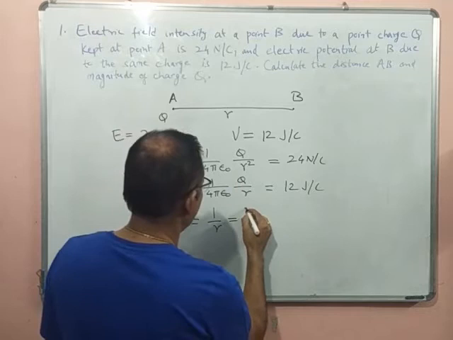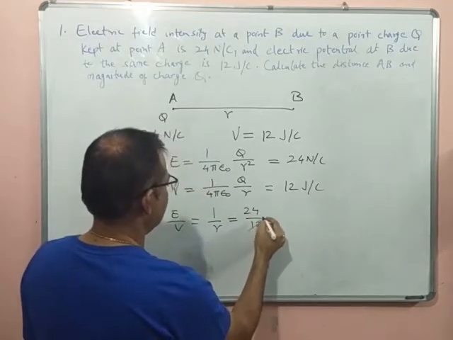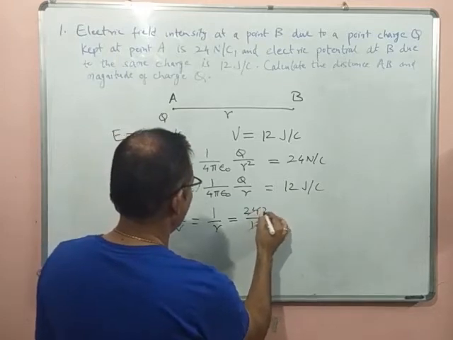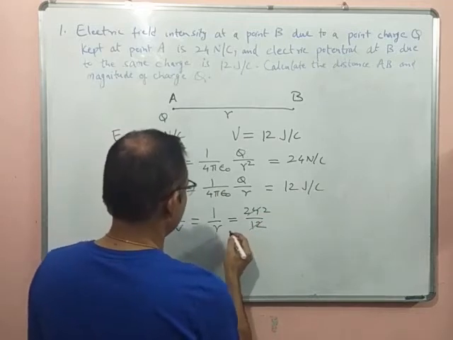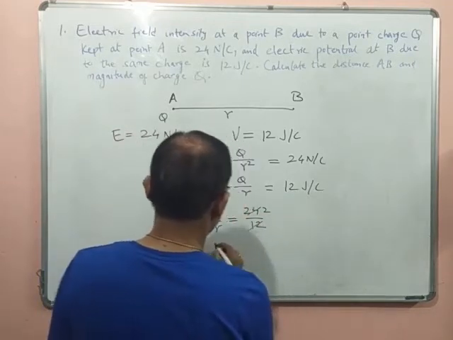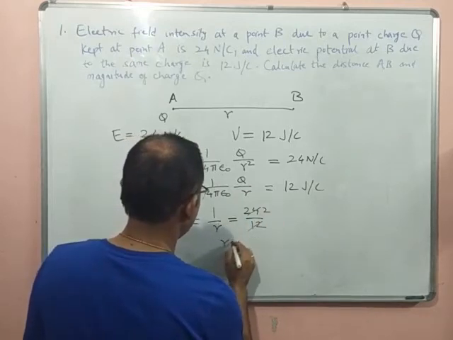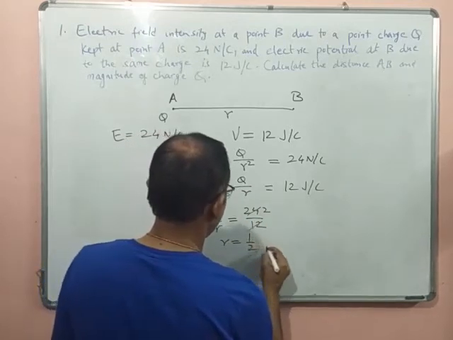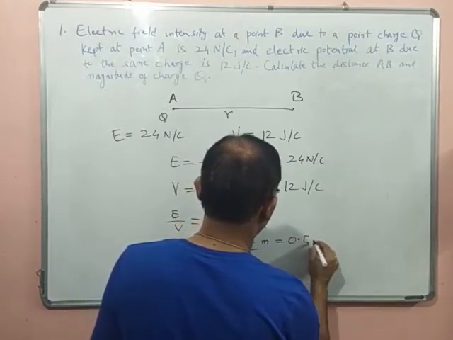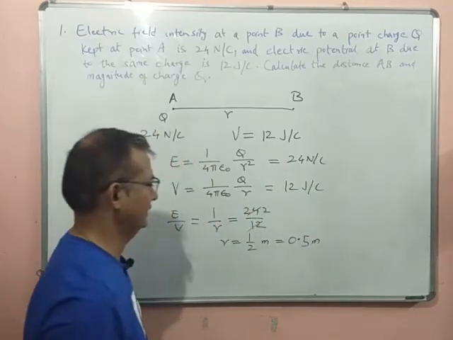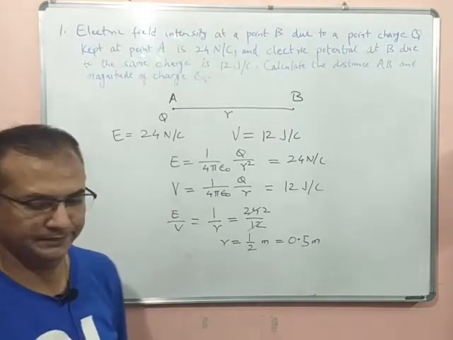is equal to 24 upon 12. 12 ones are 12 and 12 twos are 24. So what is the value of R here? 1 upon R is 2, so R is equal to 1 upon 2 meters, or 0.5 meters. So this is the value of R.